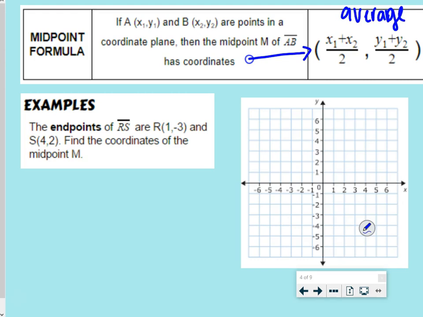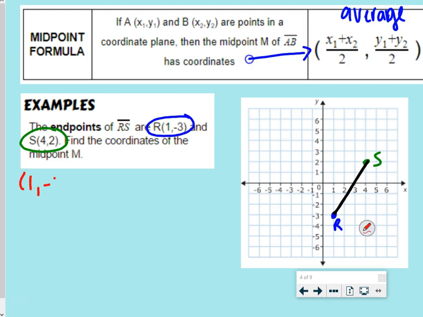Example: the endpoints of RS are R (1, negative 3), so we plot that point on our graph, and S (4, 2). Find the coordinates of the midpoint. If we look at the graph, we get a visual of where we think our midpoint should be, somewhere right in the middle there. And then we can use our equation to solve.